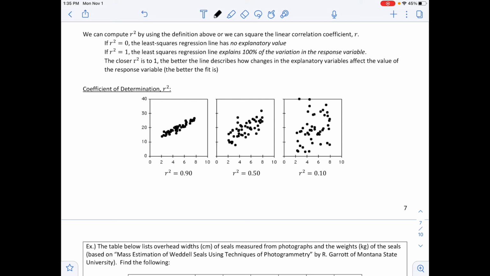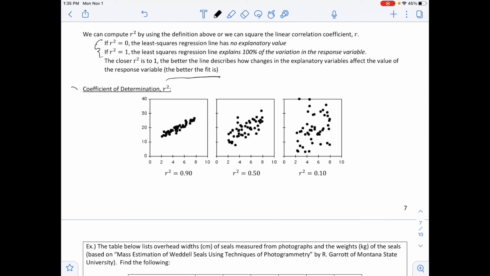If r squared is equal to 0, it says that the least squares regression line has no explanatory value. And if r squared equals 1, the least squares regression line explains 100% of the variation in the response variable. The closer r squared is to 1, the better the line describes how changes in the explanatory variable affect the value of the response variable, or the better the fit is for that line.